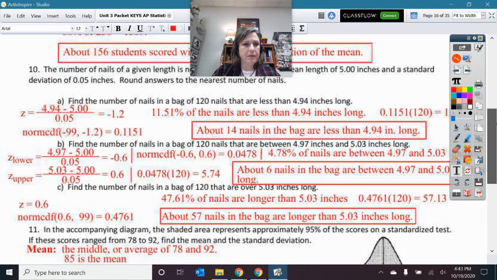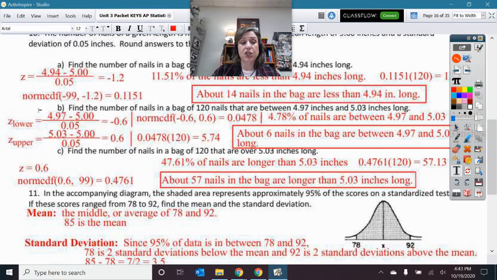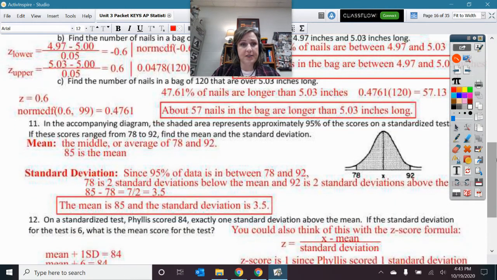Okay. Next, this was between two amounts. So I turned those two X values into Z scores, got that area in between, and then I had to turn that. So about 4.78% of nails are in between 4.97 and 5.03 inches long. So now I need to multiply that by 120 in the bag to say that about 6 of those nails in that bag are in that range of lengths.